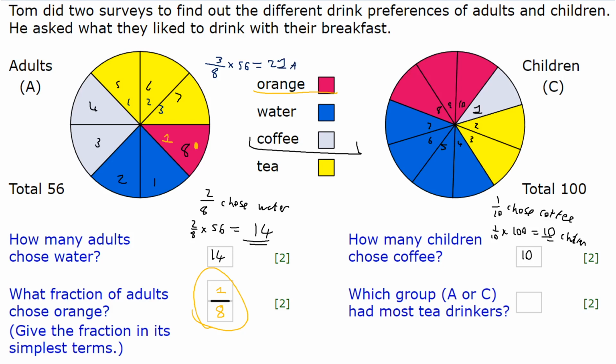Let's look at the children. Here, there's only 2, okay? 1 and 2. So what we do is 2 over 10 times 100, and we're left with 20 children which have tea for breakfast. So therefore, adults on average drink tea for breakfast more than children.